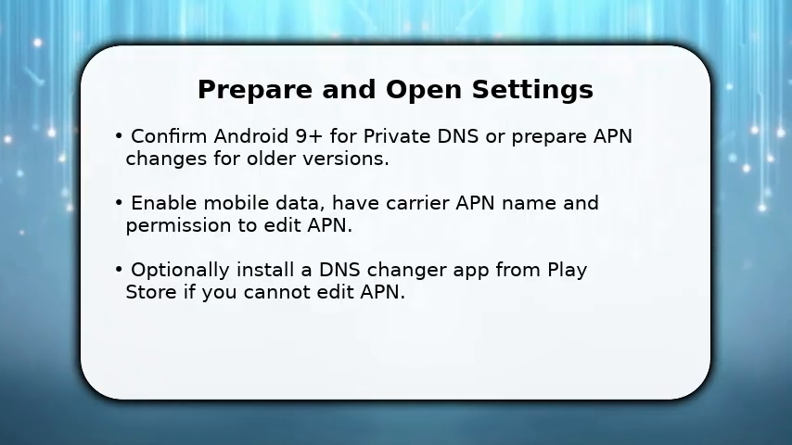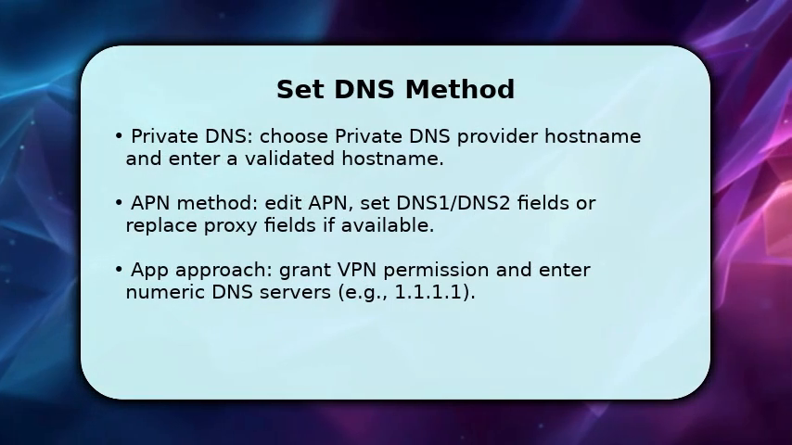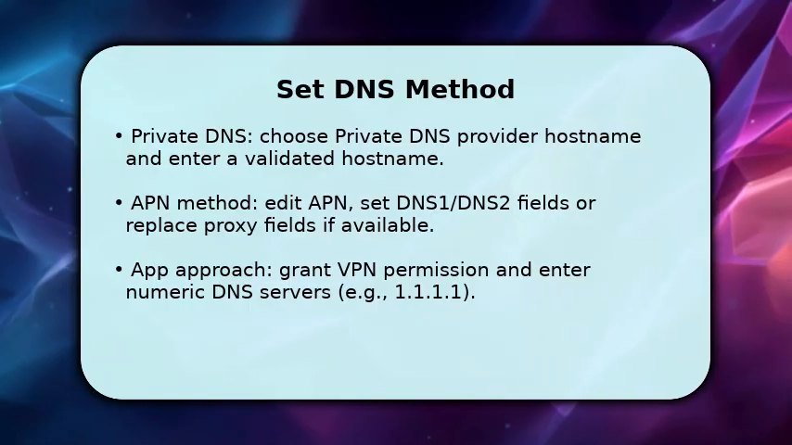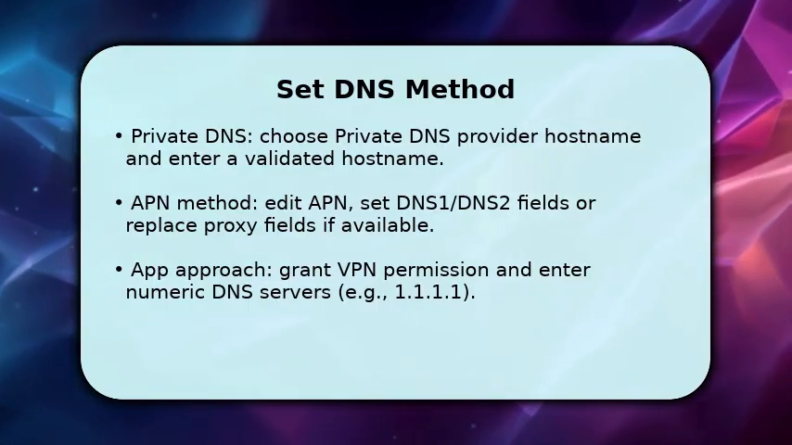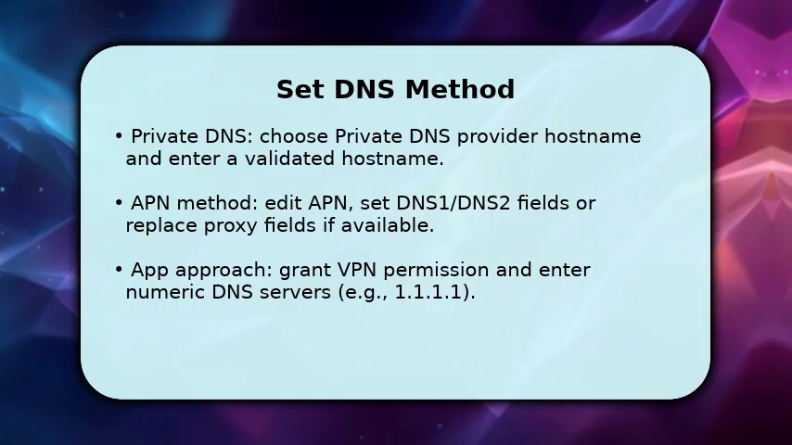Now configure the DNS. If using private DNS, tap Private DNS, select Private DNS Provider Hostname, and enter the provider's hostname exactly. Save and apply.